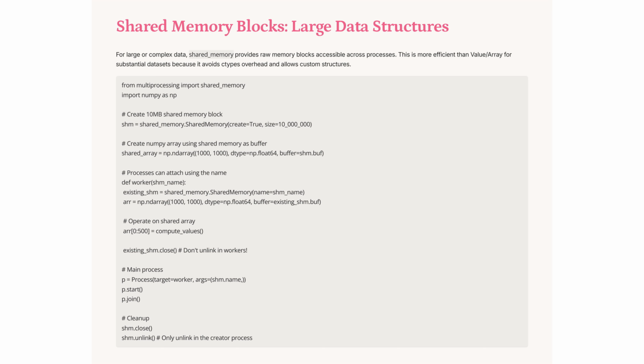Shared memory blocks enable efficient handling of large datasets across processes by providing raw memory access. This method bypasses C-types overhead, allowing custom structures. Using shared memory, a 10-megabyte block can be created and accessed by multiple processes, facilitating operations on large NumPy arrays. Proper management, like closing and unlinking, ensures resource efficiency.